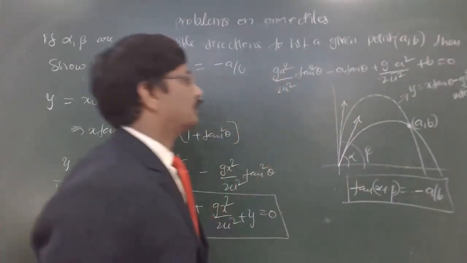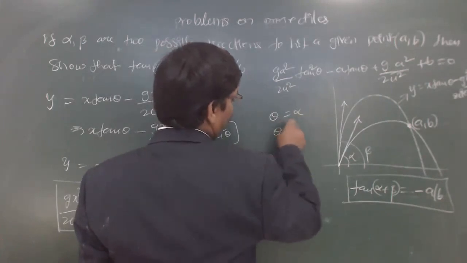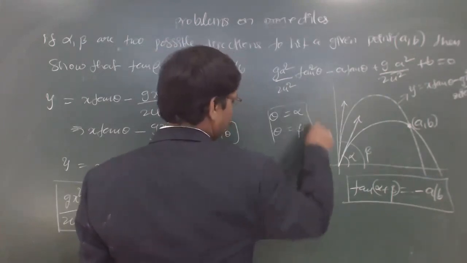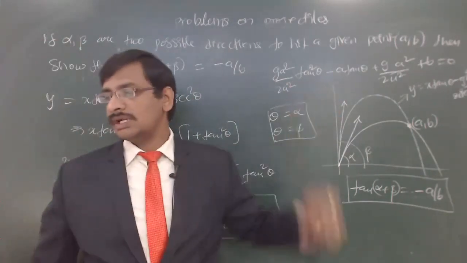Now this is a quadratic equation. Tan theta can have two different solutions, maybe theta equal to alpha and theta equal to beta. So these are the two possible solutions for theta, so that this quadratic equation is getting satisfied.